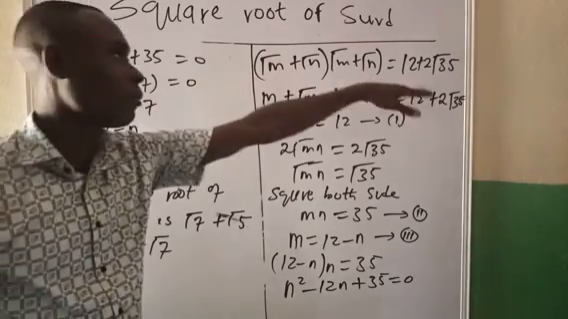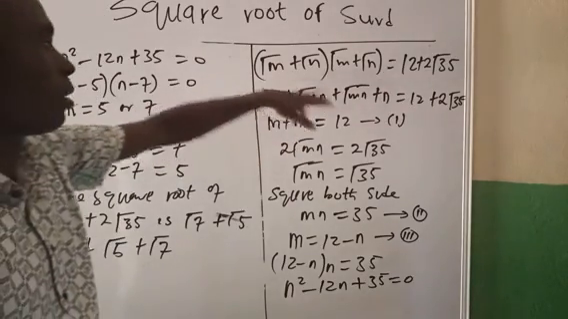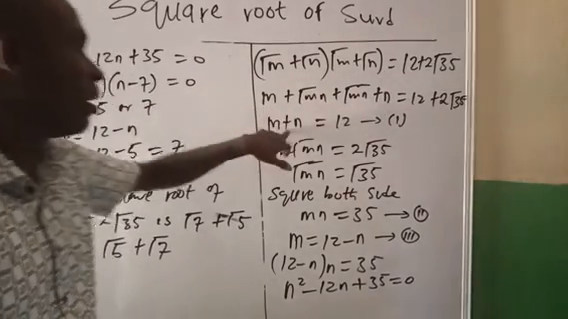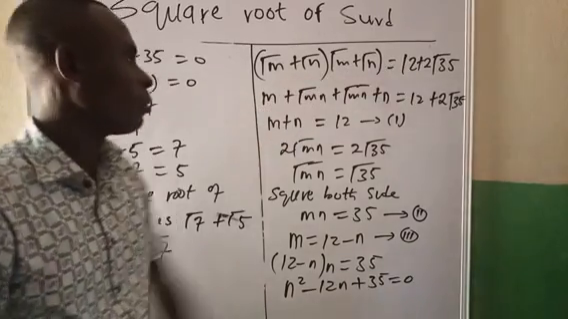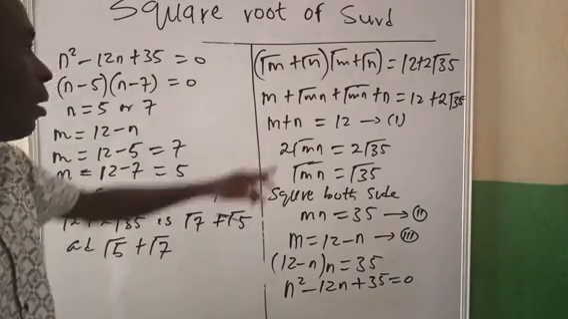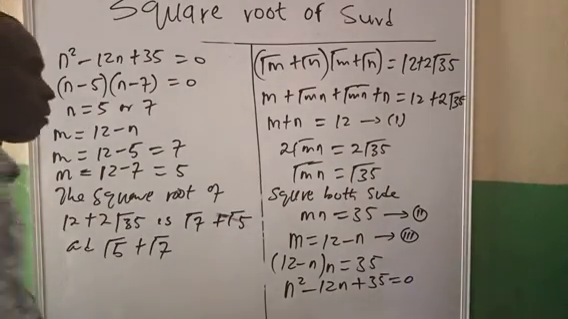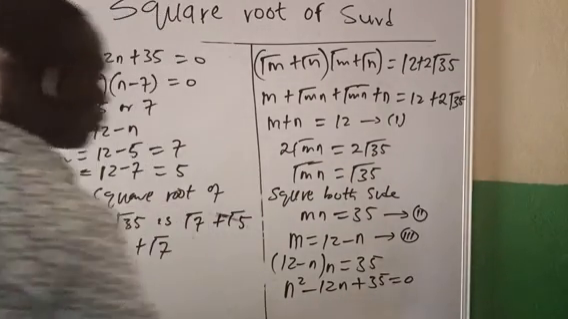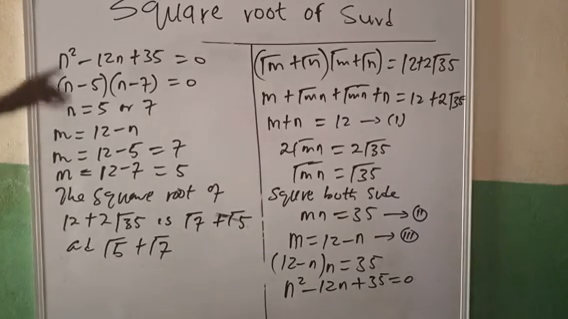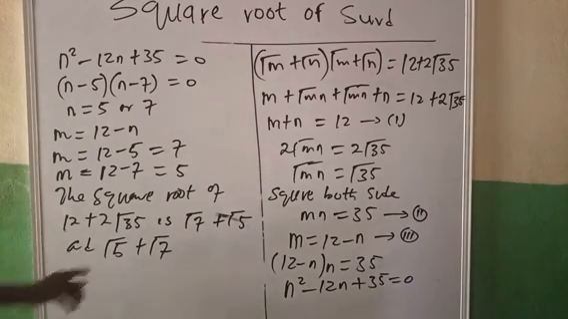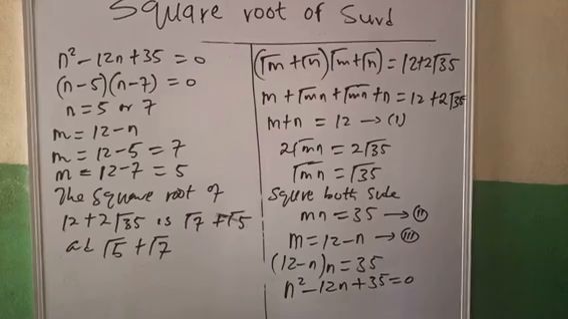Let's follow the principle. I expand this. When you expand this, your m plus n is a whole number, you take it as 12. And the one that is in the surd form, you equate the two. And by solving that, you arrive at this quadratic equation, and the values of m and n will be 5 and 7.